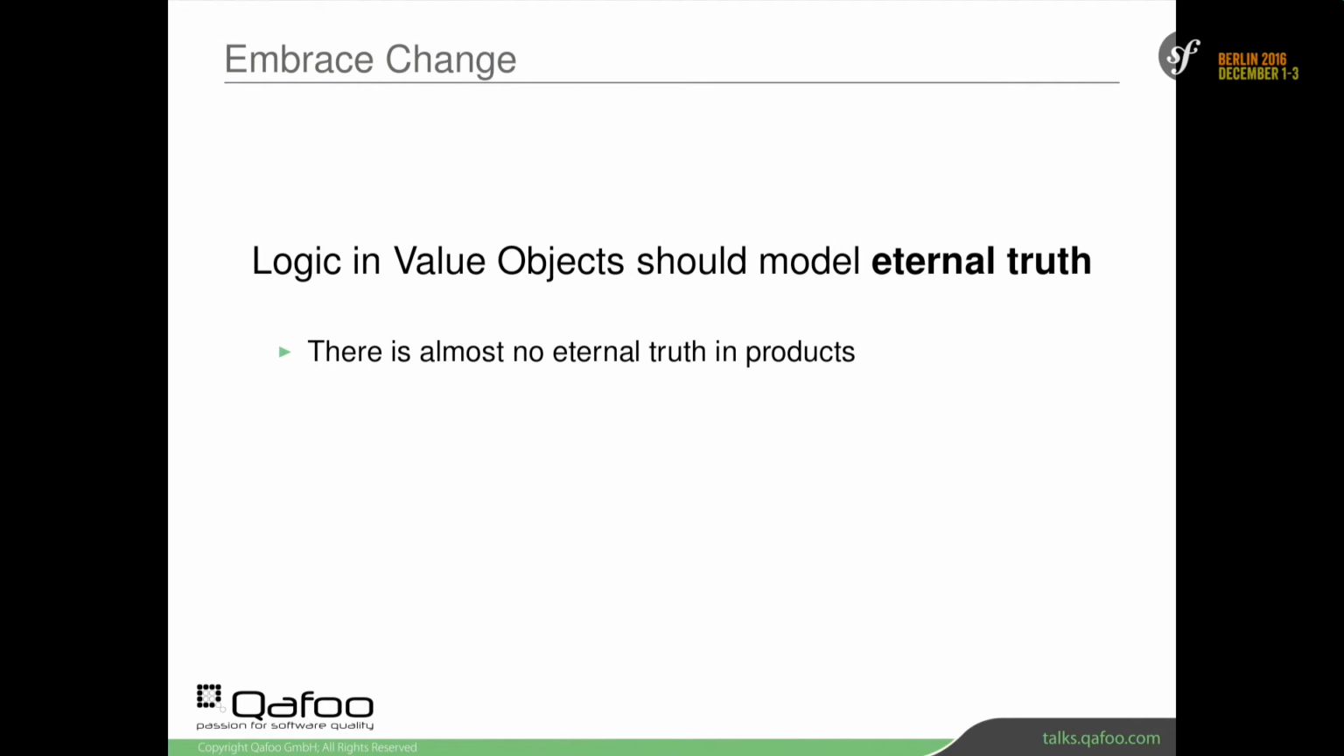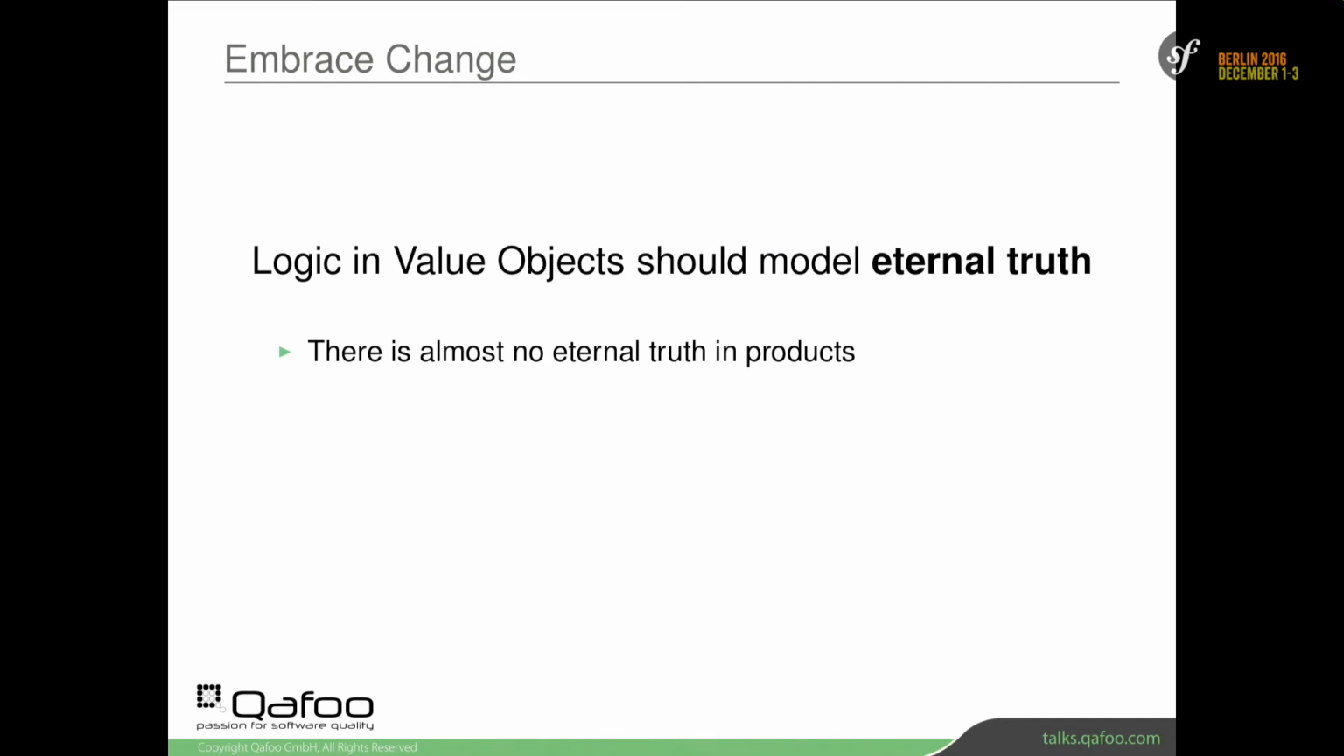In a product, there is almost no eternal truth. There's nothing customers will not modify, at least if you're talking about online shopping systems, content management systems. Even in an online shopping system, simple things like email validation, like a price must always be positive, will not be true for all the customers using your product or extending your product. There will be no eternal truth.